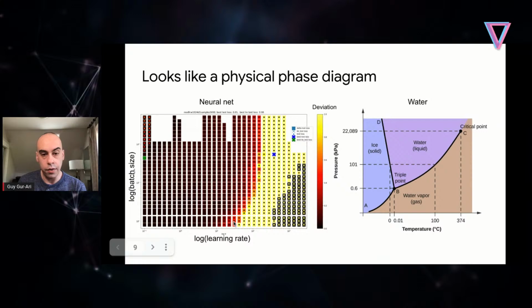And at least when I look at this, it looks very similar to a physical phase diagram, in the sense that there are large regions of similar behavior and then abrupt changes across small changes in the hyperparameters. And indeed, we'll see that this is not just a surface level similarity. The neural network actually exhibits phase transitions in the same sense that we see in physics.